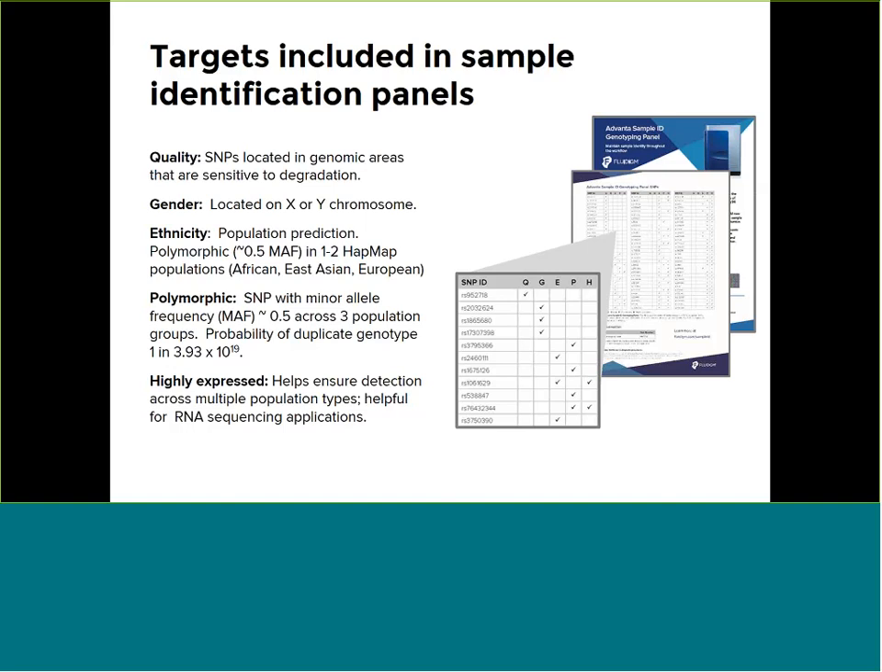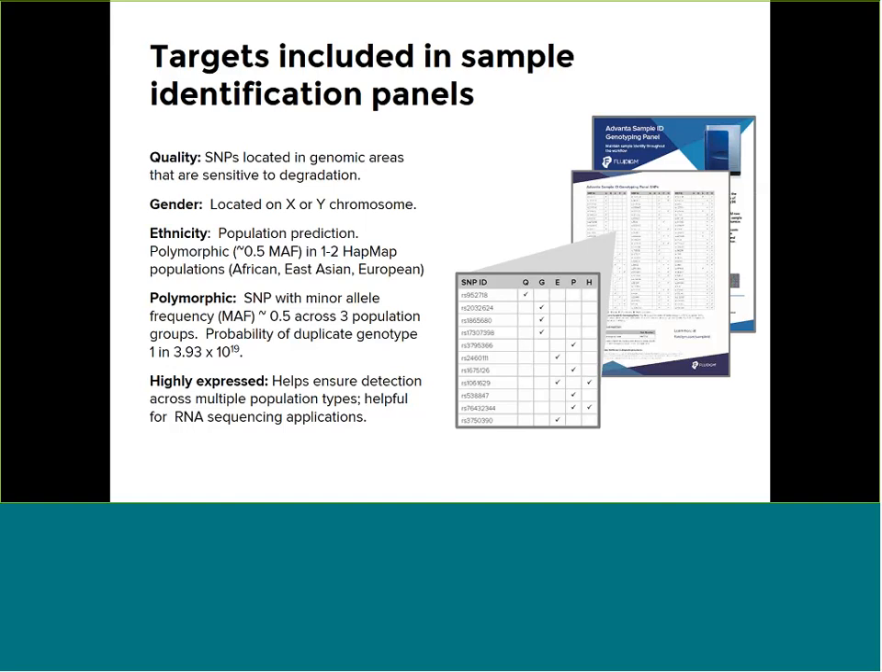And the presence of these additional polymorphic SNPs adds significant discriminatory power such that the probability of a duplicate genotype is about 1 in 3.93 times 10 to the 19th. And if you think about it, that is many, many more times than the current global human population of about 7.5 billion people.